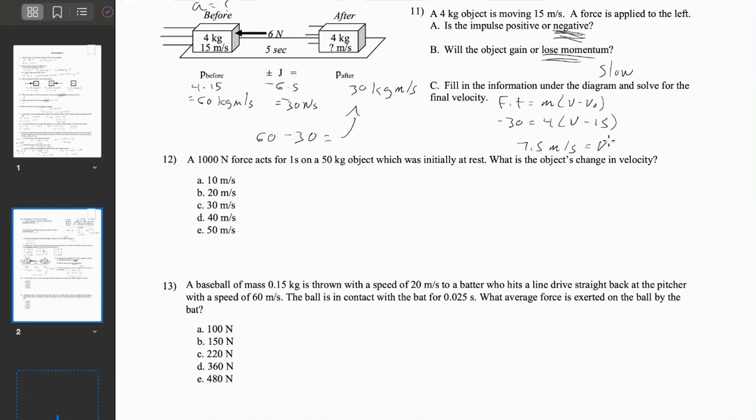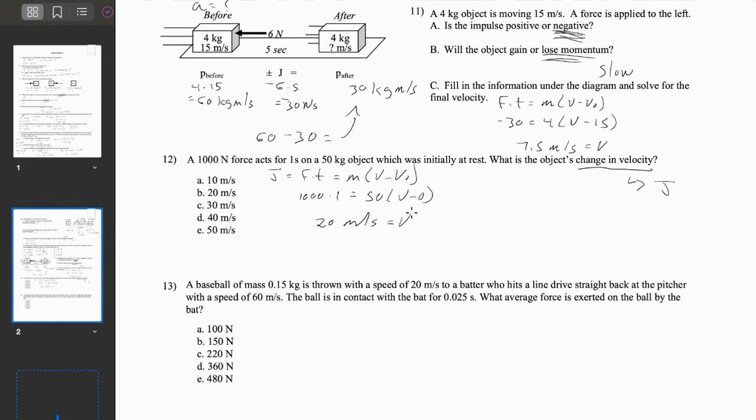Number 12, a 1,000 Newton force acts for 1 second on a 50 kilogram object which is initially at rest. What is the object's change in velocity? We're looking for change in velocity, which is impulse. Force times time is equal to mass times the change in velocity. Force is 1,000, time is 1, is equal to mass of 50 times the change in velocity, v minus 0. V being the final velocity, 0 being the initial velocity, all from the problem. So we end up with 1,000 is equal to 50v. Divide 50 on both sides, and we get 20 meters per second is the final velocity.